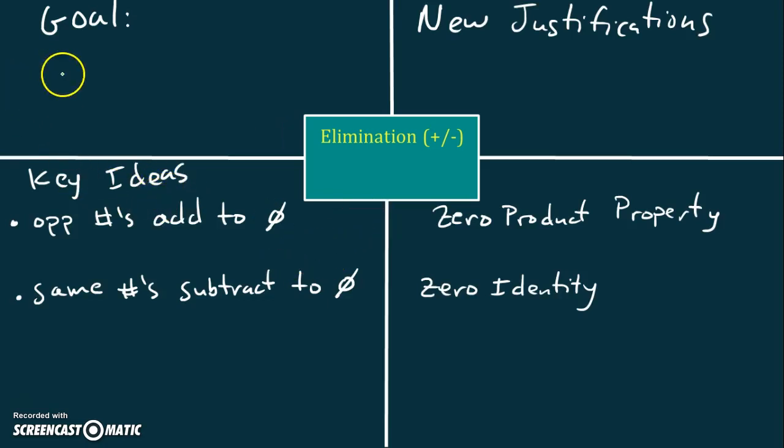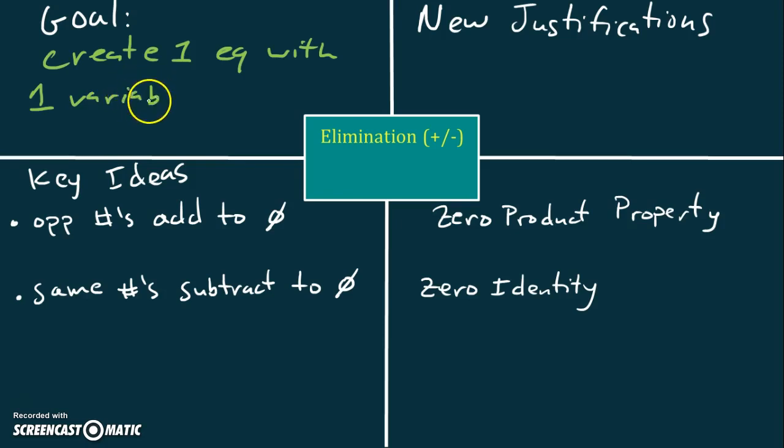Real quick, the goal of solving a system is to create one equation with one variable. And then you're going to repeat this so that you can solve for both of the variables and then write your answer as a coordinate point, x, y.